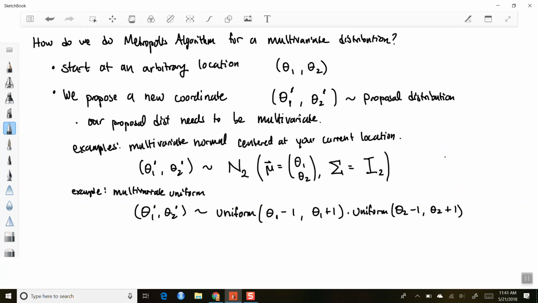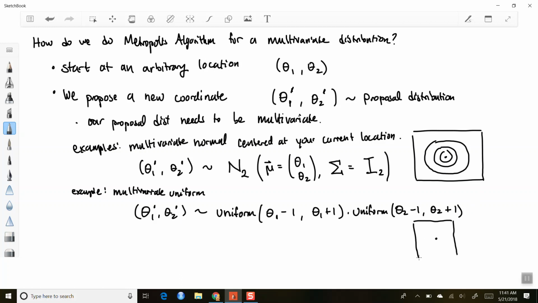So with the multivariate Gaussian, this is your center location, and you're kind of drawing values on this space. And then over here, if this is your center, you're just drawing a random point from inside a square where each side is.